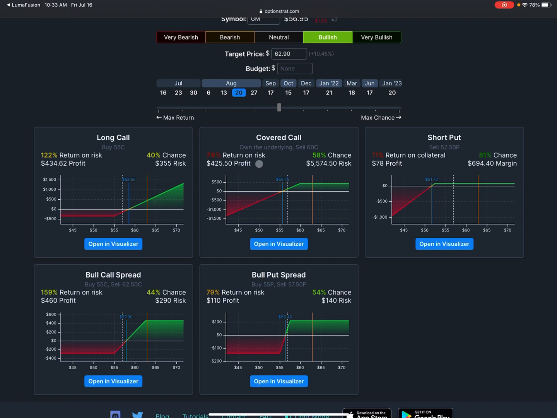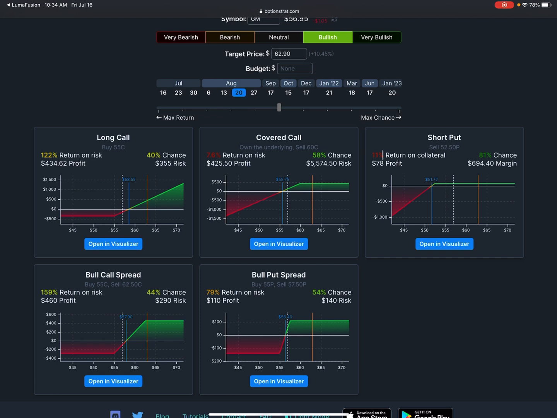There's a covered call, which requires you to either own the underlying stock or go with a LEAP option. LEAPS options are a little more complex, but I can talk about that in another video. A LEAP option would allow you to buy an option on the stock as if you own the stock, and then sell a covered call on it.